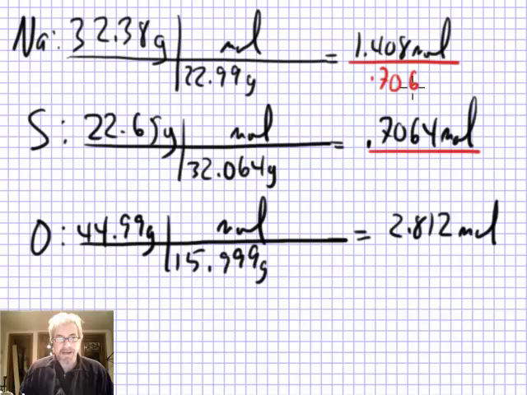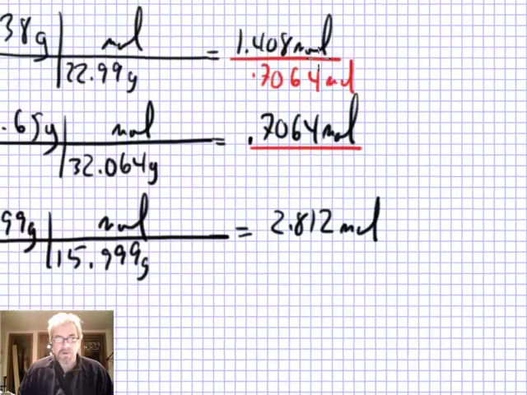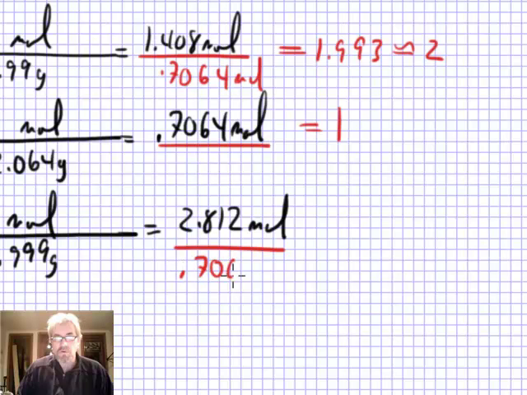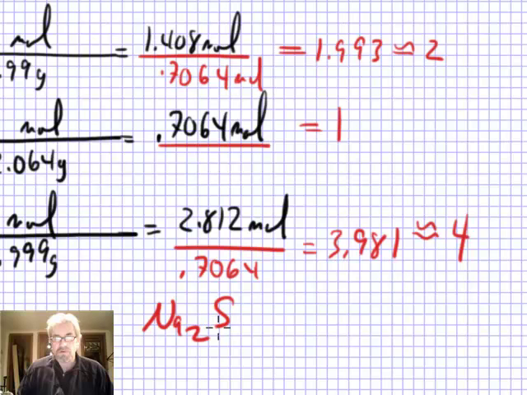So when I divide 1.408 by 0.7064, I get 1.993. That's within a few hundredths of 2, so I'll round it to 2. Dividing 0.7064 by itself, of course, gives me 1, and dividing 2.812 by 0.7064 gives me 3.981, which is within a few hundredths of 4. So my subscripts are going to be sodium 2, sulfur 1, which I won't write, and oxygen 4, Na2SO4.